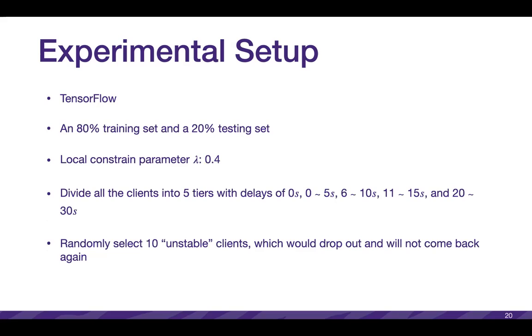And just as I said before, FedAT is implemented based on TensorFlow. The authors divide all of the clients into 5 tiers with delays of 0 seconds, 0 to 5, 6 to 10, and 20 to 30. And the authors also randomly select 10 unstable clients from 100 clients, which could drop out and will never come back again.